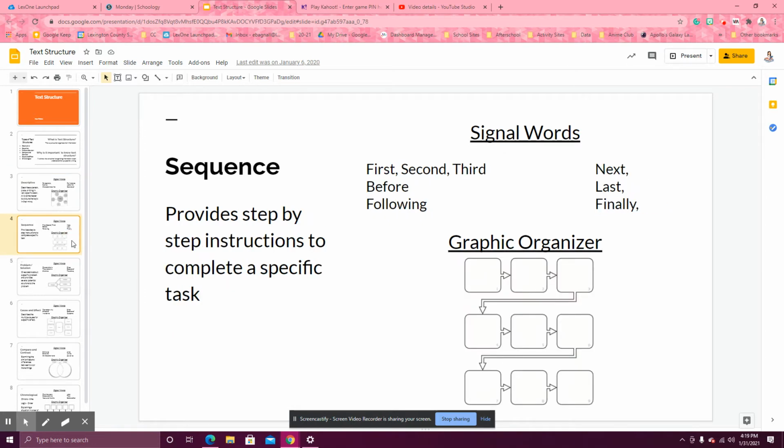Let's go to our next one, sequence. All right, sequence provides a step-by-step instruction. It is not in regards to time and events. This is more like directions or recipes. So first, second, third, before, following, next, last, finally. These are all signal words. Your graphic organizer would simply just be step 1, step 2, step 3, 4, 5, 6, and so on. It is literally just showing you the step-by-step instructions in order to complete a specific task.